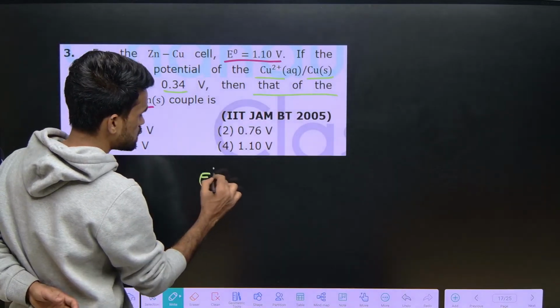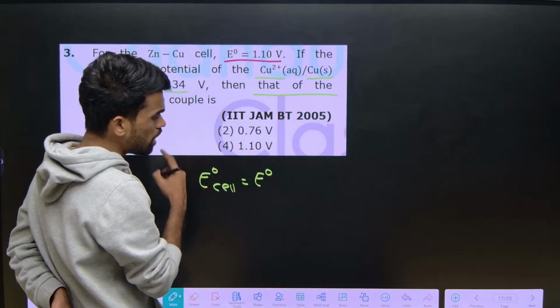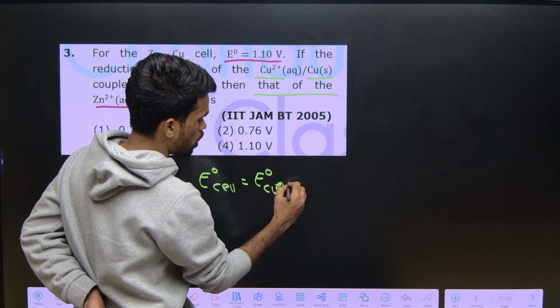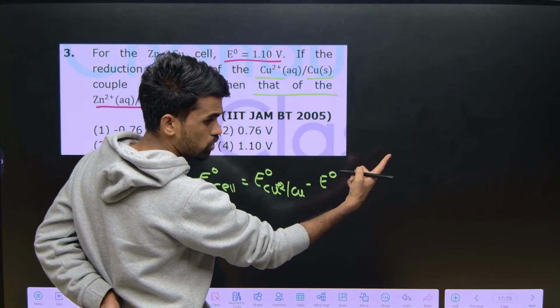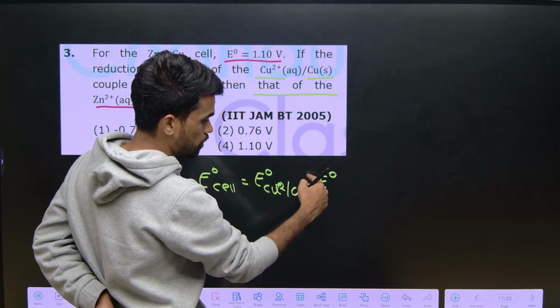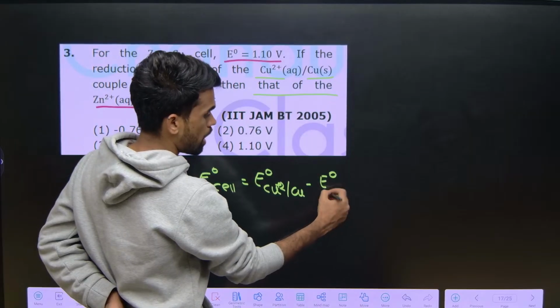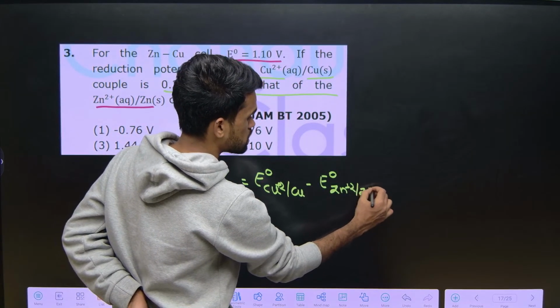So E naught cell is equal to E naught of reduction, where it is happening, Cu+2 to Cu, minus E naught of oxidation, which is taking place at the anode. So either you should write plus anode oxidation or otherwise minus anode reduction potential. So that is Zn+2 to Zn, that's it. This is how you need to mention.